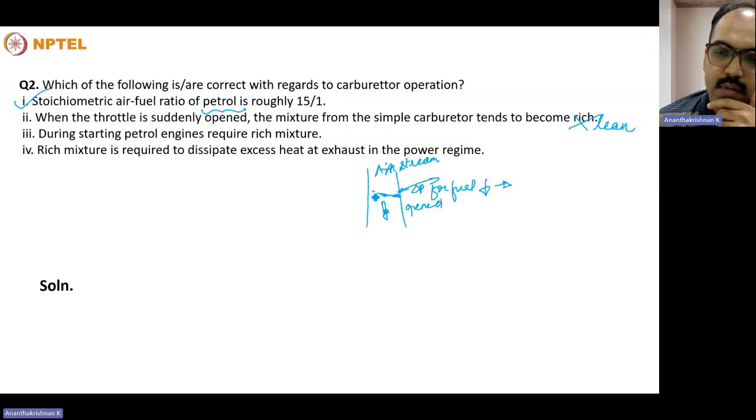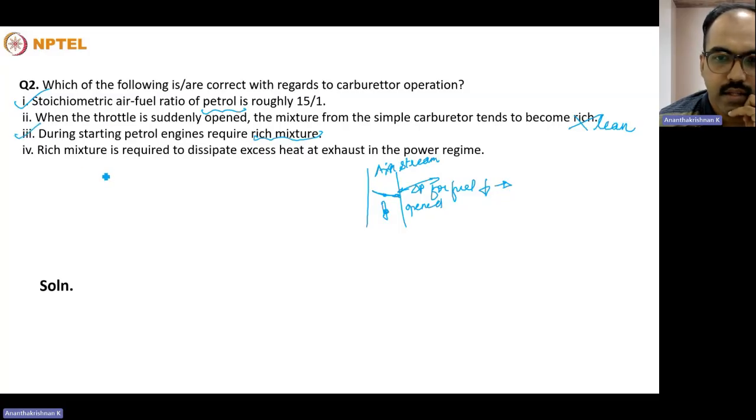So the velocity increases, pressure here decreases, and once the pressure here decreases, the pressure gradient from the fuel to the air side will increase, adding more fuel to the mixture and making the air fuel mixture rich. So this rich mixture can improve the combustion at the initial phase, providing the much required increase in the temperature in the cylinder.